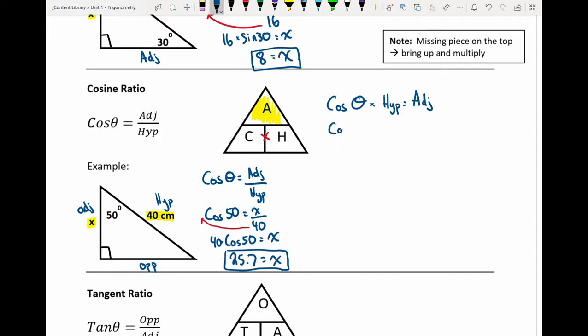I go through and fill this information in. Cosine 50, 40, adjacent, which gives me the same value. So again, it's up to you, whichever one you choose.